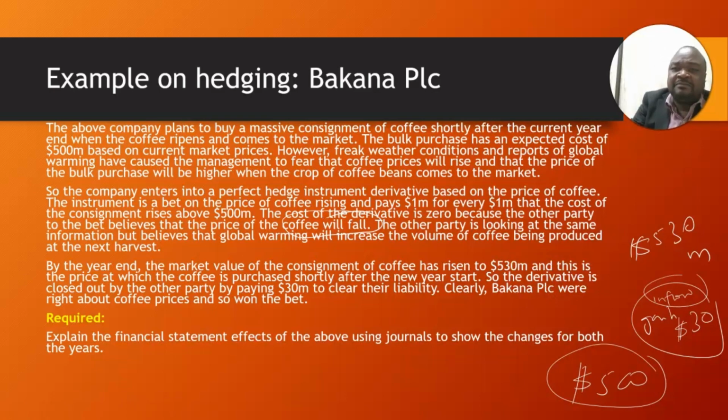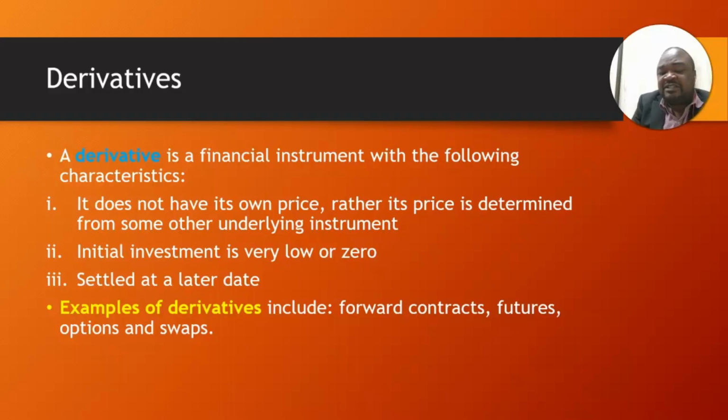Is that clear? Now let's talk more about these derivatives. A derivative is a financial instrument with the following characteristics. It does not have its own price. Rather, its price is determined from some underlying instrument. Initial investment is very low, that is zero. Remember the zero cost principle. Settled at a later date. Examples of derivatives include forward contracts, futures, options, and swaps.